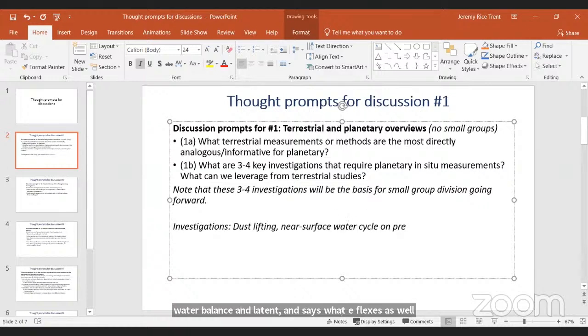And I apologize, I had to miss some of the earlier talks, but could you talk a bit more about topographic change detection and what comes into that?